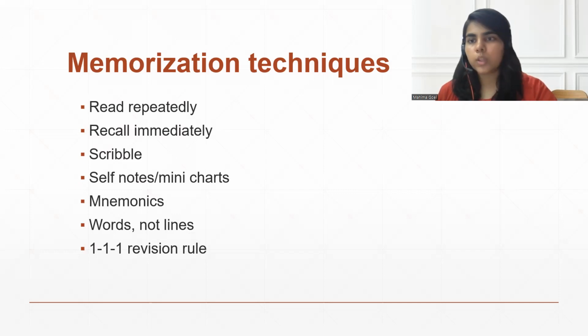Recall immediately. So when you read, let's say you study the Fitzgerald Moon model, then close your book and try and visualize what all you studied. These are the three key elements. These are the four things that are covered under each element, and that's it. You'll be able to explain those elements. That is what you need to learn.